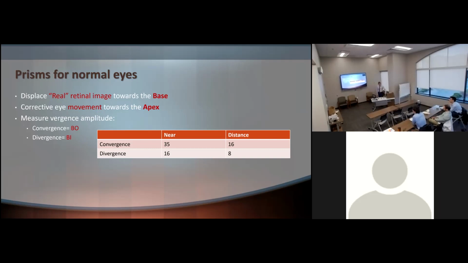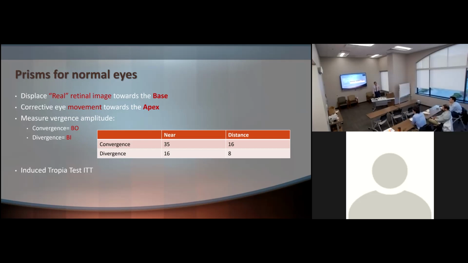Okay? So again, measuring amplitude by holding the apex toward the desired movement. So we measure the convergence, we put the prism base out. We measure divergence, we put the prism base in. Clear? Okay.